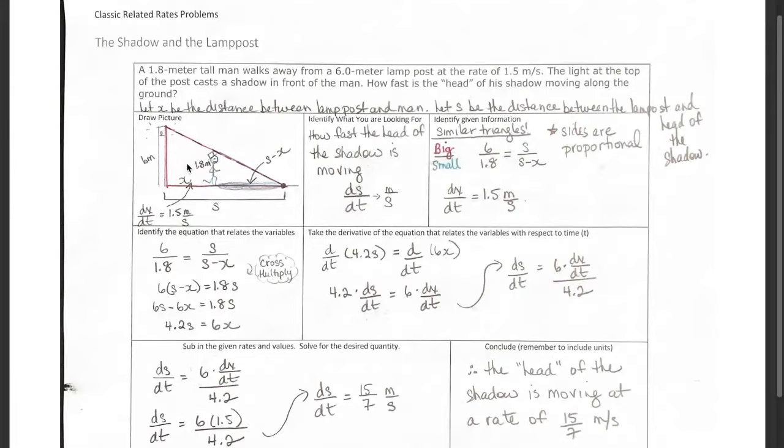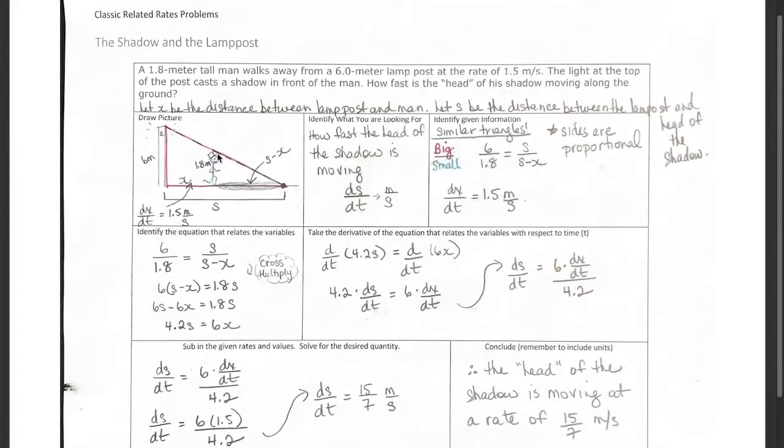He's walking away from a 6 meter lamppost, and he's walking at a rate of 1.5 meters per second. The light at the top of the post creates a shadow in front of the man, and we want to figure out how fast the head of the shadow is moving along the ground. So here I've got my picture. You can see the lamppost is 6 meters. Again, this is not drawn to scale.